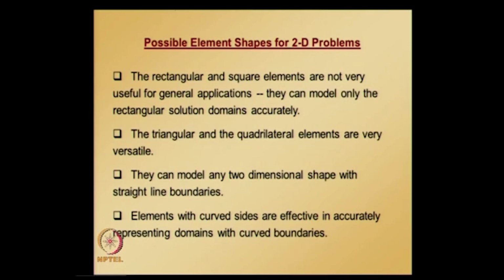So, the 3-node triangular element is based on linear polynomial trial solutions in 2 dimensions. So, the required integrations for assembling the element equations are fairly simple to carry out in closed form. The quadrilateral element and elements with curved boundaries are formulated using isoparametric mapping, which we will be seeing in the later lectures.